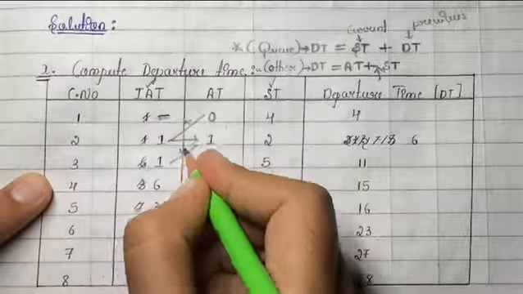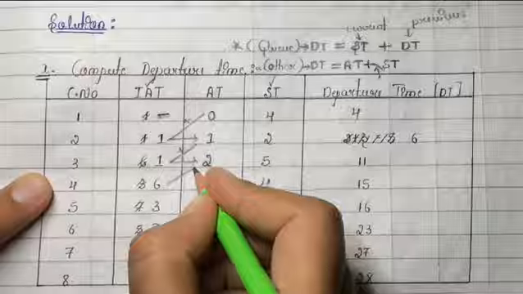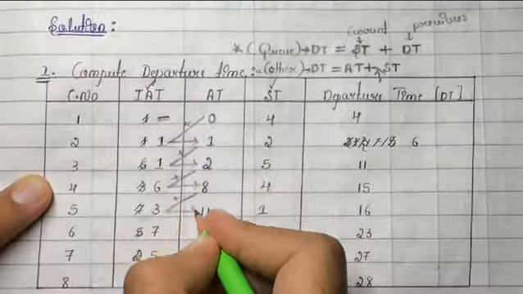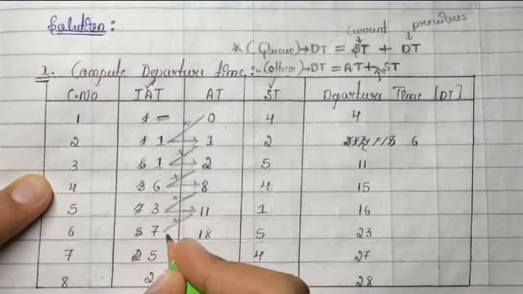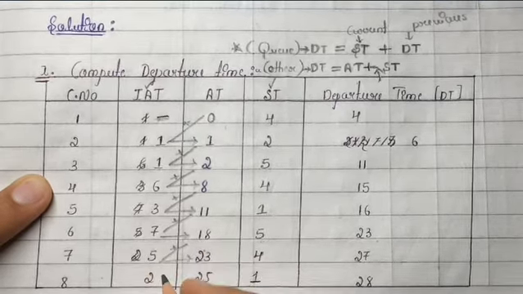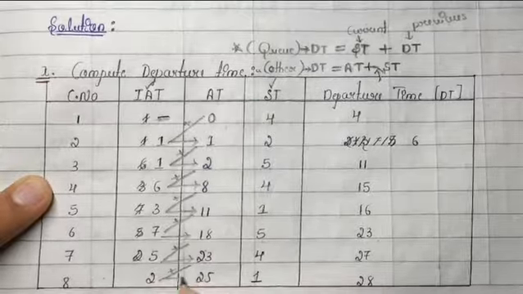1 plus 1, that is 2. 2 plus 6, that is 8. 8 plus 3, that is 11. 11 plus 7, that is 18. 18 plus 5, that is 23. 23 plus 2, that is 25.